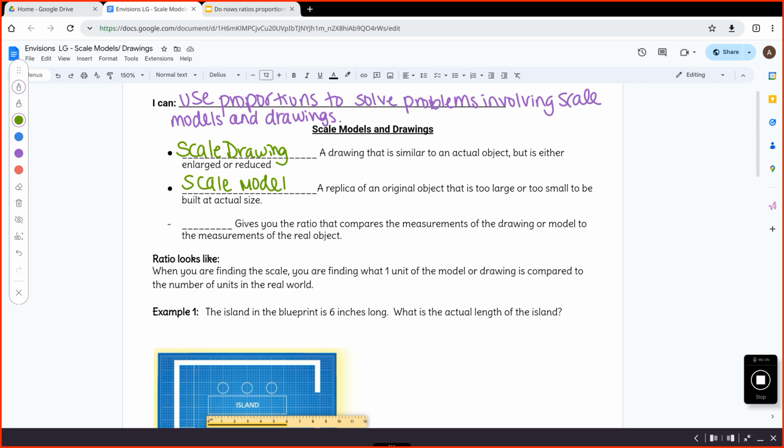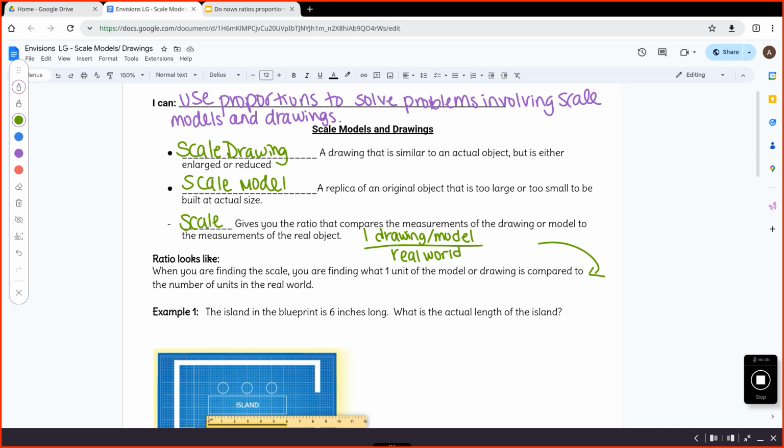All right, so then you have the scale, and that gives you the ratio that compares the measurements of the drawing or the model to the measurements of the real world. So we have a ratio here, which is the measurement of the drawing or the model over the real world. So 1 unit of the model or the drawing is how many units in the real world.